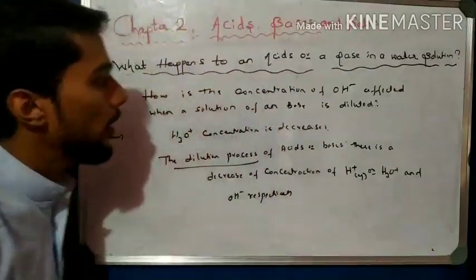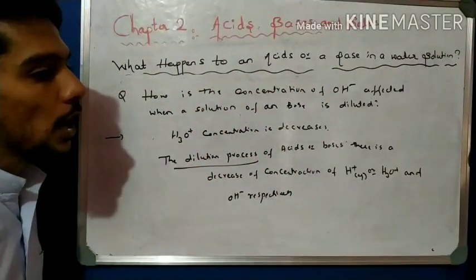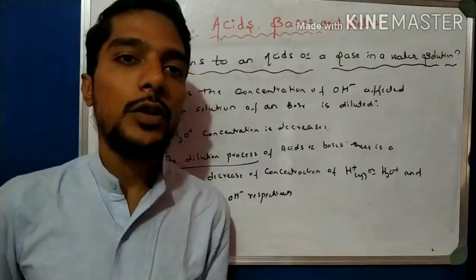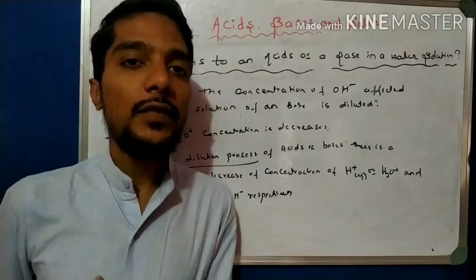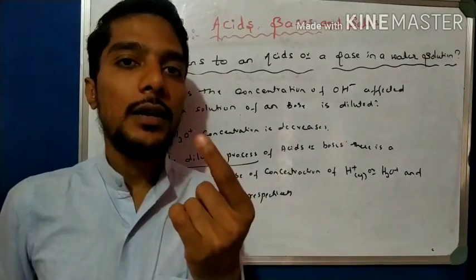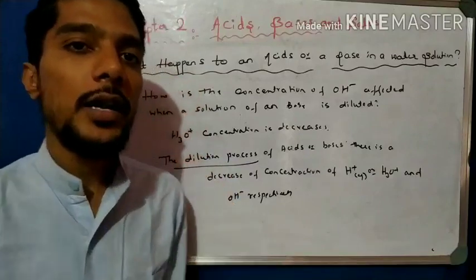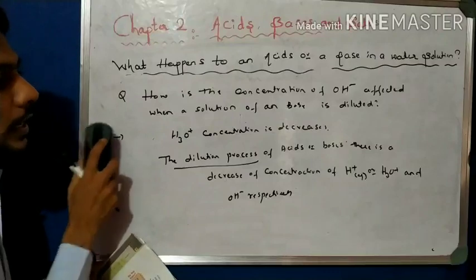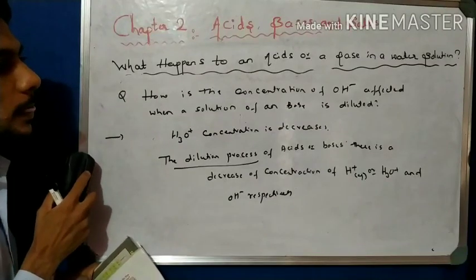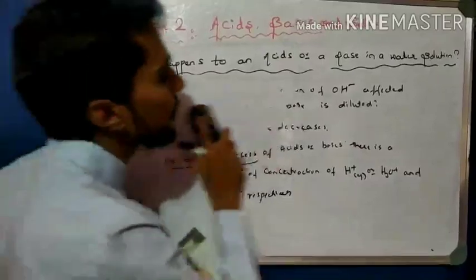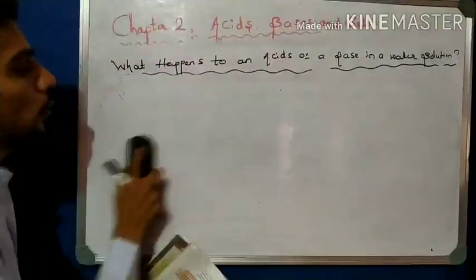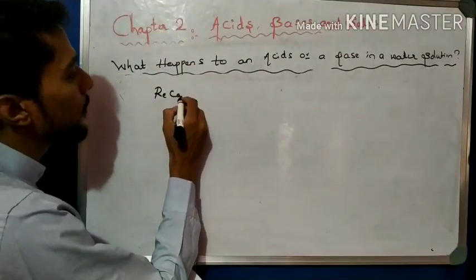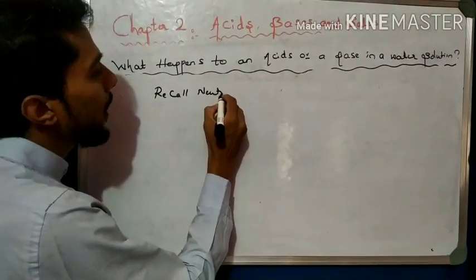So again, come to the next point. After understanding this, we now recall the neutralization reaction again. In the neutralization reaction, we observe that when acid and base react with each other, salt and water are formed. So again recall this activity. Pause this video and write this down. Come to the next point: recall the neutralization reaction.